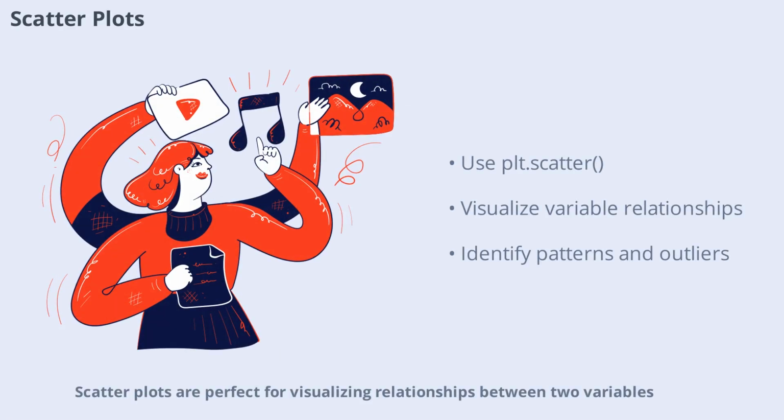Scatter plots are perfect for visualizing relationships between two variables. With plt.scatter, you can plot individual data points, revealing patterns, clusters, or outliers. Scatter plots are widely used in data science for exploratory data analysis, helping you spot correlations and trends that might not be obvious in raw data.